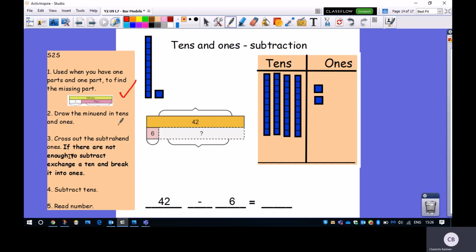I've done that and I've done that. Now my problem here is there are not enough ones to cross out 6 ones. So I cross out a 10 instead, and I exchange that block of 10 for 10 ones.